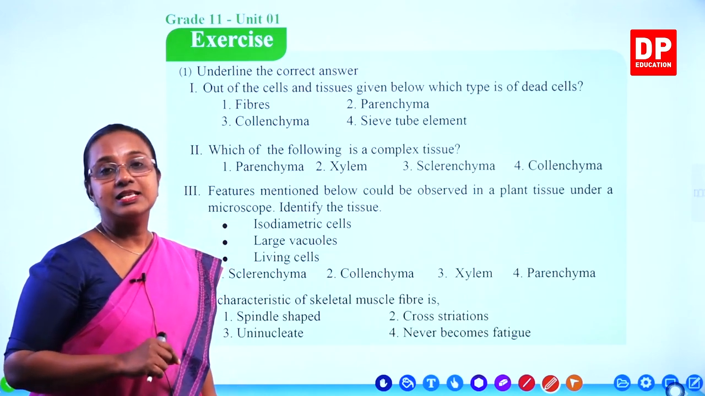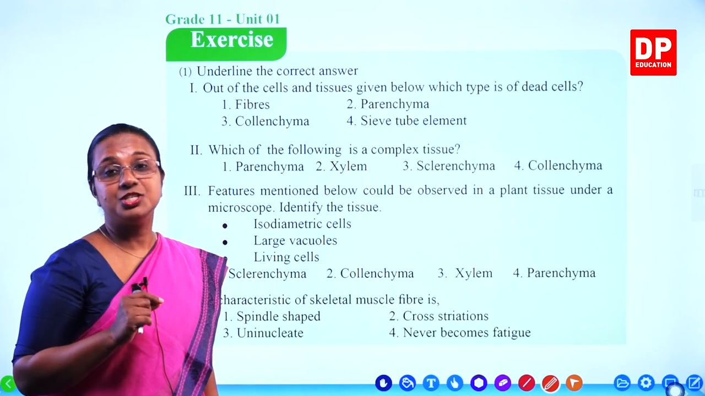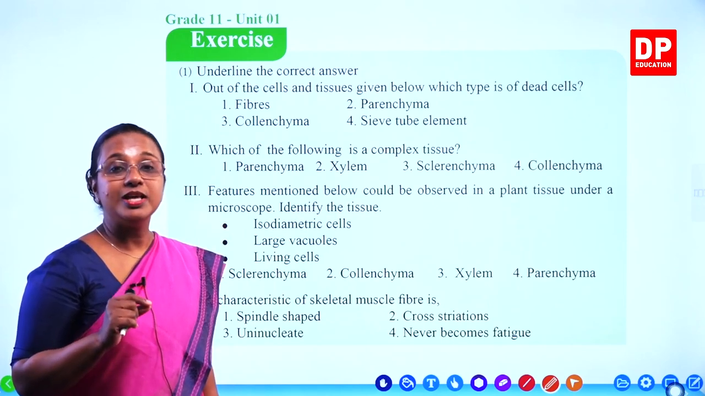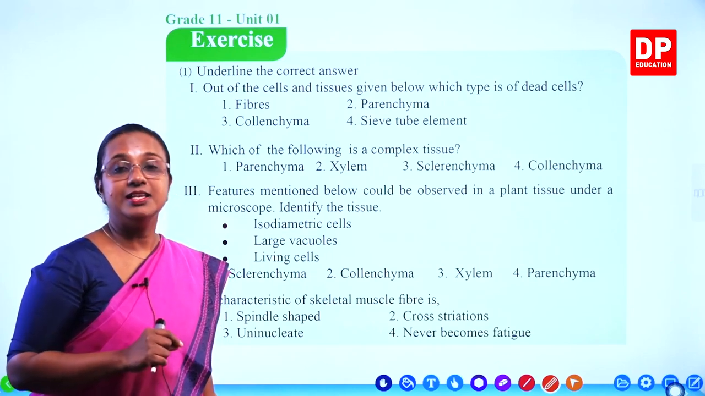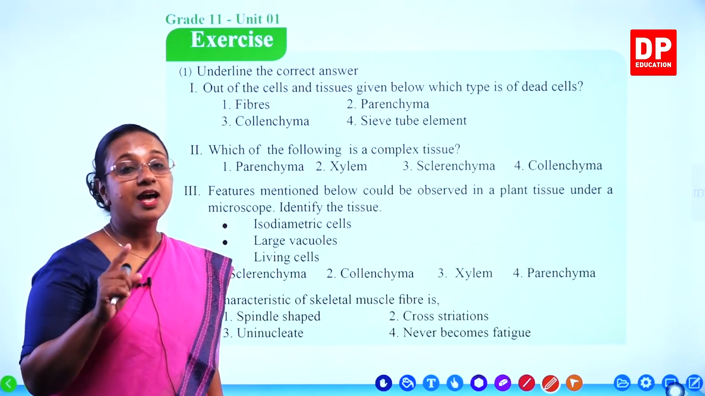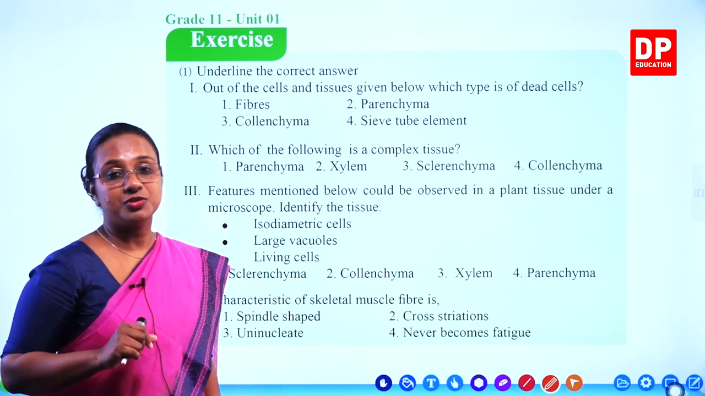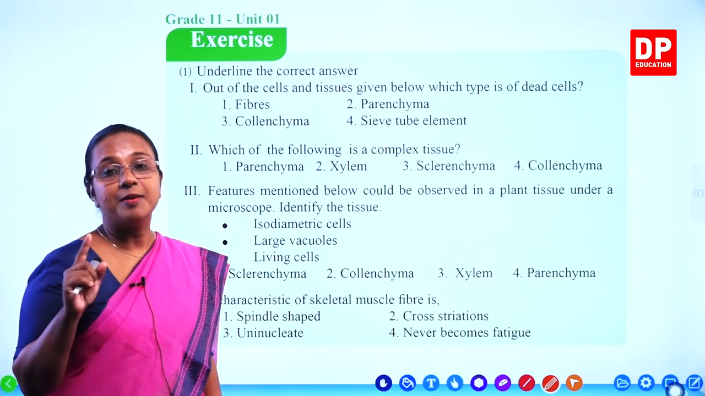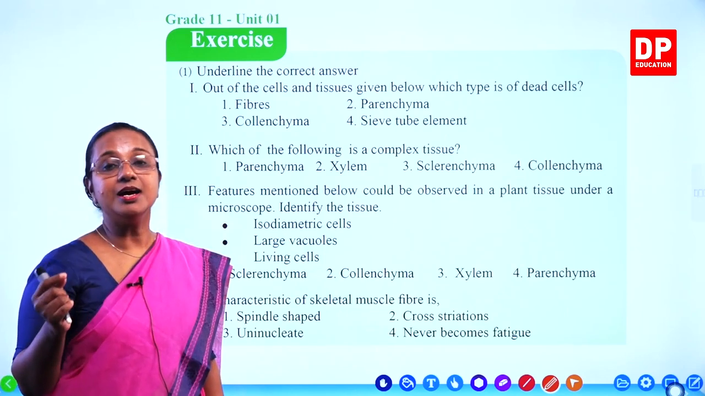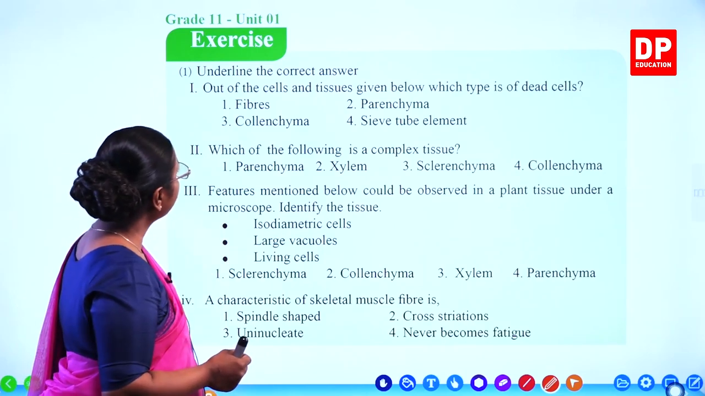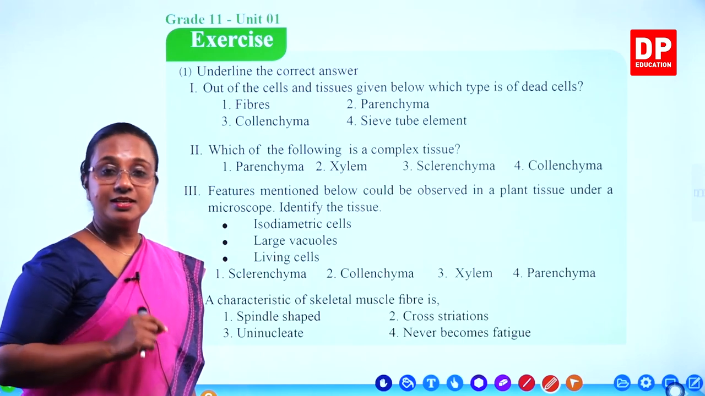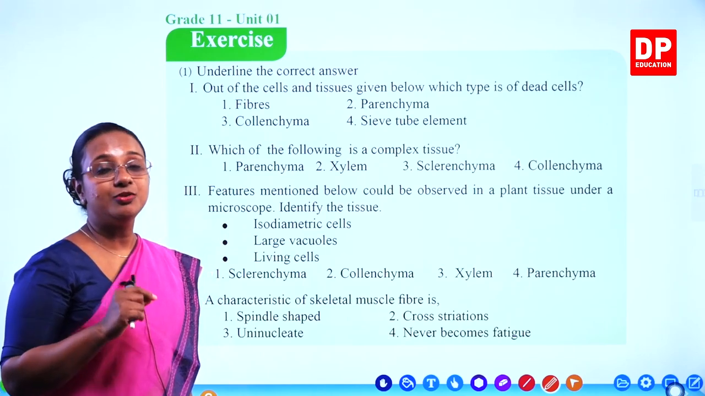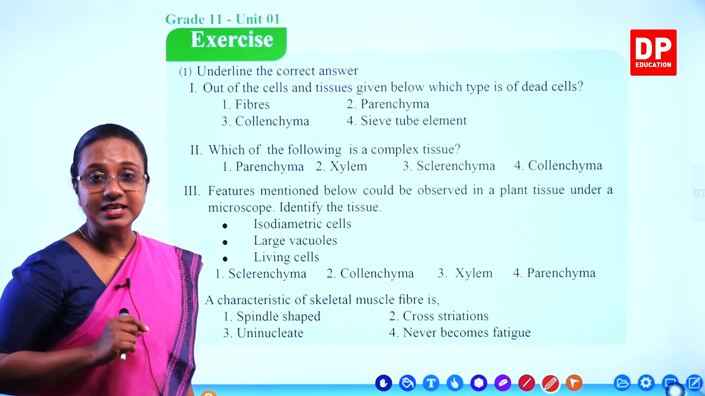Normally, the plant tissues have cells with a cellulose cell wall. Then the cells are living. And when there is lignin deposit, the cells become dead. Let's look at the answers. Fibers. This is a sclerenchyma tissue and you know there is lignin deposit.